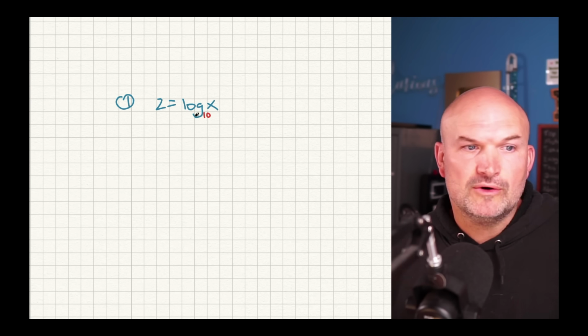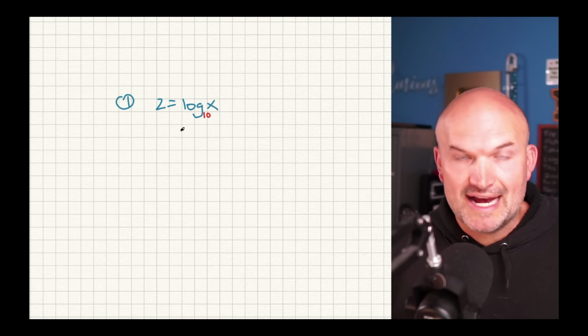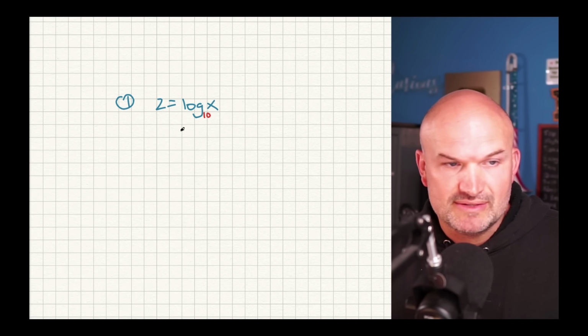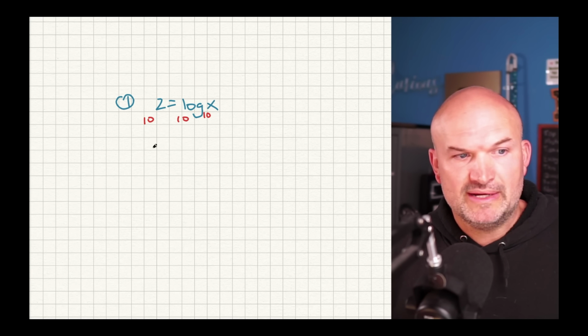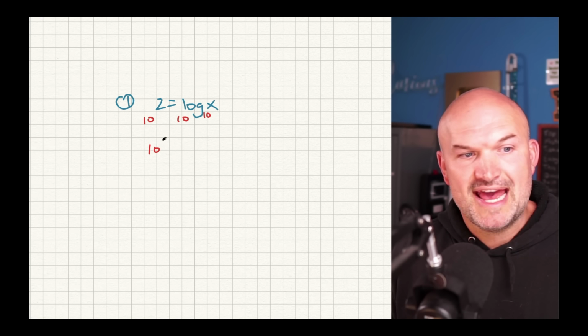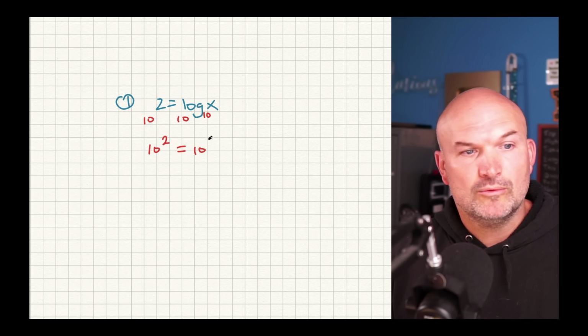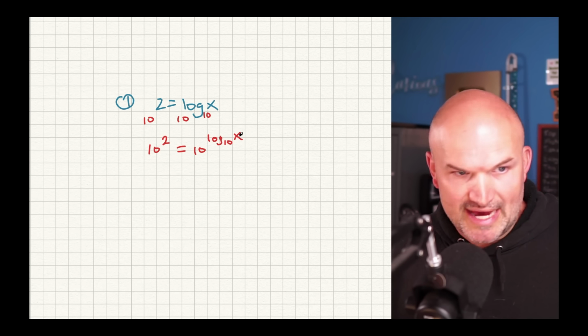But I really want to focus on you getting used to exponentiating both sides. That is going to be the properties of equality, right? That we use for solving all different types of equations. So what I'm going to do is exponentiate both sides. Basically what this is doing is taking both sides of the equation raised with the base 10. So really what it's looking like is 10 to the second power is equal to 10 raised to the log base 10 of x. Now, why would I want to do that?